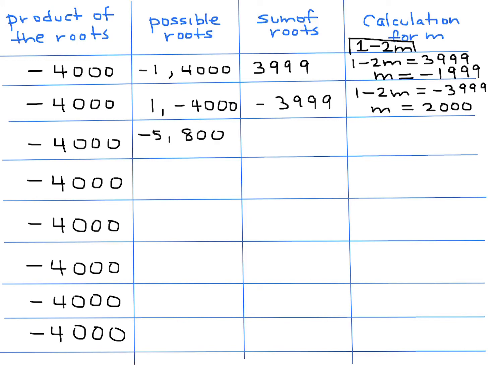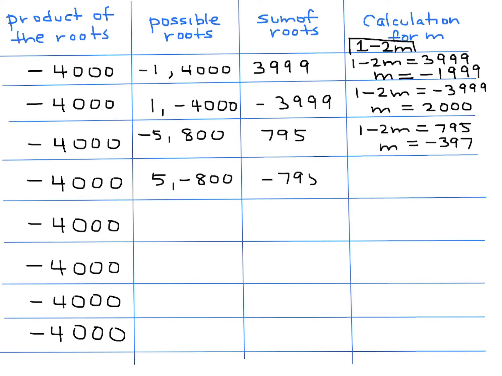Minus 5 and 800, that will work. And therefore this becomes 795. And therefore 1 minus 2m is equal to 795. And solving for m, we get minus 397. All right, 5 and minus 800, that's another one that will work. This therefore becomes minus 795. 1 minus 2m is minus 795. And therefore m is equal to 398.